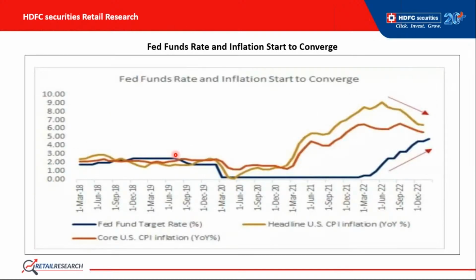So this is one of the most interesting charts. As you can see, the blue line is the federal target rate. Core inflation, which is the CPI year-over-year change, is on the red line, and the slightly yellowish line is the headline CPI. So as you can see, the Fed rate and inflation start on a convergence. This is the time when the convergence happens.